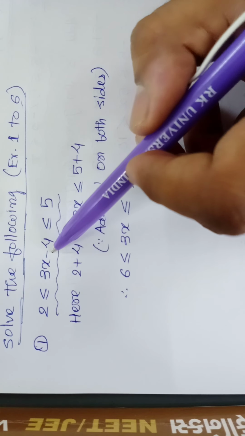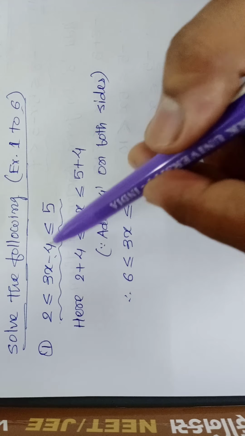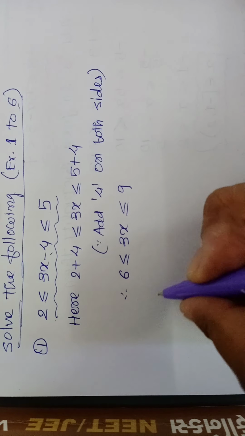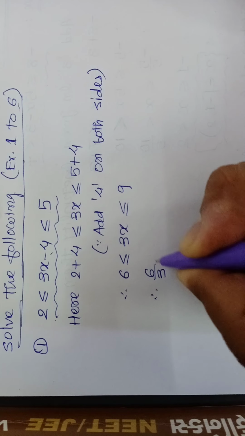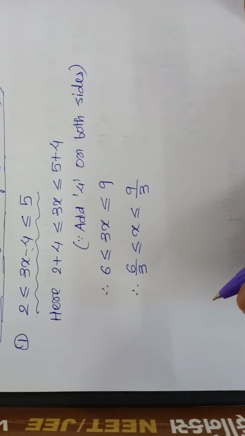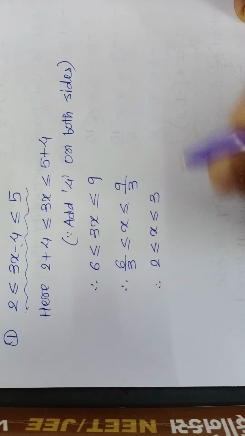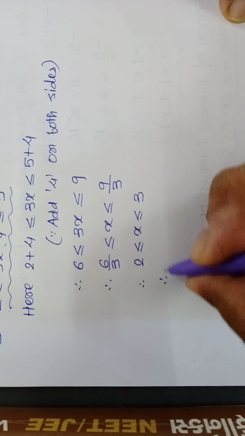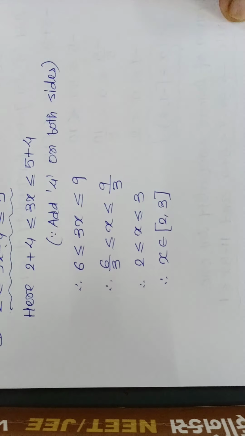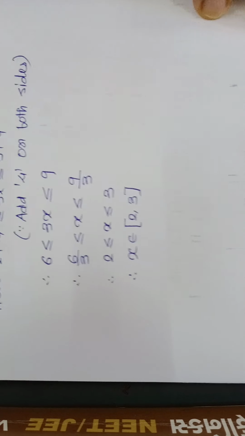Nothing to do, just my friend, this 4 is going on that side. Remove the constant first. So that's why I add 4. And now finding x, so divide by 3. So I think now you easily know that 6 divided by 3 is less than or equal to x, less than or equal to 9 divided by 3. And 6 by 3 is 2, you know that. So 2 is less than or equal to x is less than or equal to 3. So therefore x lies in the closed interval 2 to 3, and this is your solution. There is nothing to do, it is a very easy question.